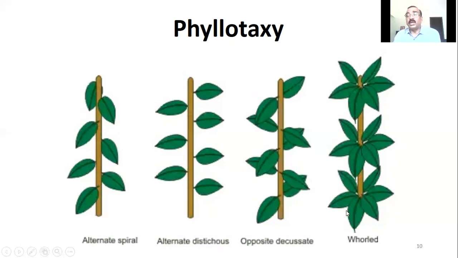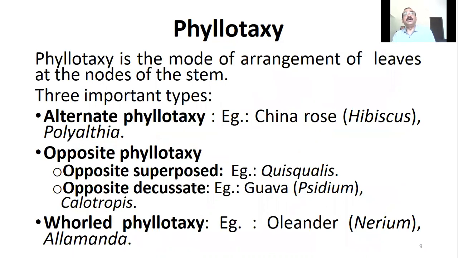Next comes whorled phyllotaxy. Whorled means there will be more than two leaves at each node. There may be four, five, and they form a circle around the node. They form a circle at the node, like a whorl. This is called whorled phyllotaxy. So let me repeat, there are three important types of phyllotaxy: alternate, opposite, which is superposed or decussate, and then whorled phyllotaxy. Understood?